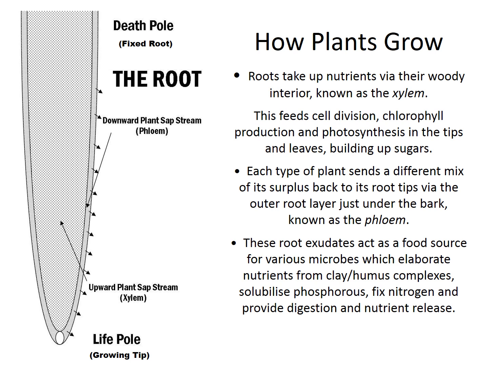This feeds cell division, chlorophyll production, photosynthesis in the tips and leaves where you build up sugars. Now each type of plant sends down a different mix of its surplus sap back to the root tips via the outer root layer just under the bark known as the phloem. These root exudates act as a food source for various microbes which elaborate nutrients from the clay humus complexes. They solubilize phosphorus, they fix nitrogen, they provide digestion and nutrient release.